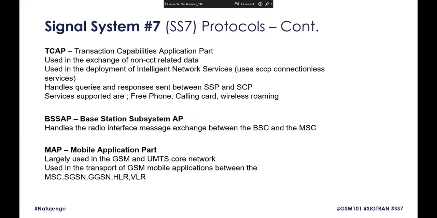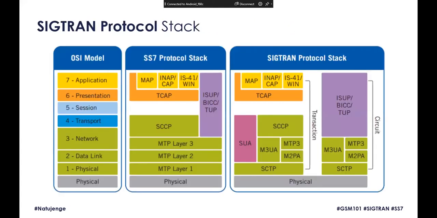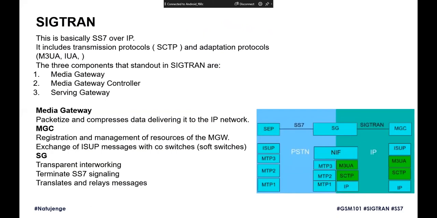Something else worth mentioning is SIGTRAN. Let me talk a little bit about SIGTRAN. SIGTRAN was built to enable SS7 to communicate over IP networks.